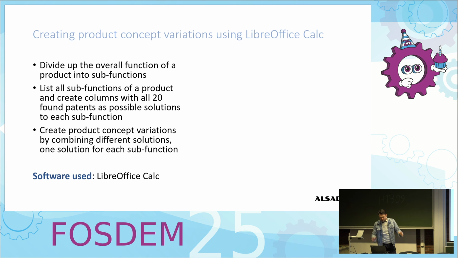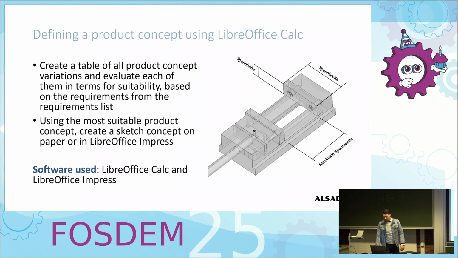Then, using all of these patent documents that you've acquired, you create different variations of your new product that you are developing, and you create a table where you combine different patents, and later determine which one creates the best solution. After you have selected what patent documents you will be using for your new product, you create some kind of product concept. You can do that easily in LibreOffice Impress, or mostly you will just do a hand drawing, which is enough for that step.